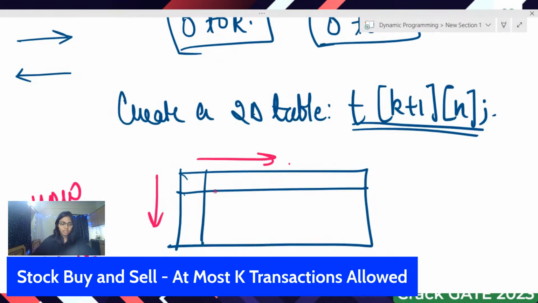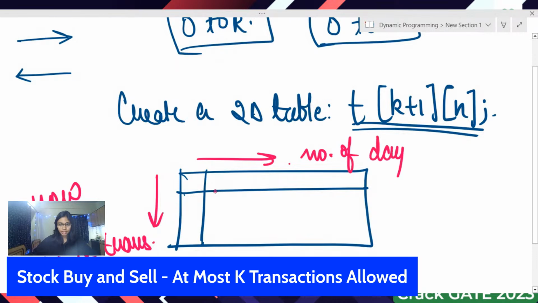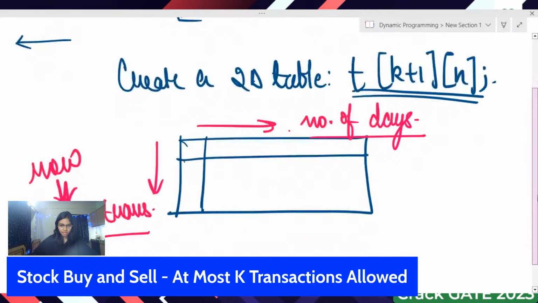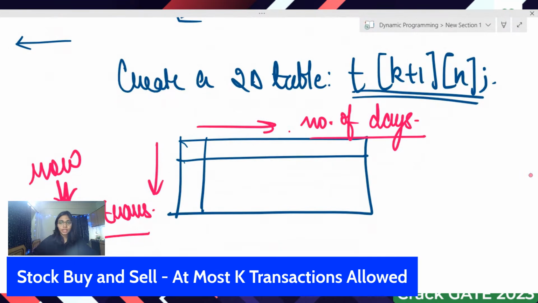Yeah, so this is a row, that is the number of transactions that we have, and these are the columns, that is the number of days, on which day we are doing the transaction. So with the help of this 2D table, you will be able to find out the optimal answer to this question.